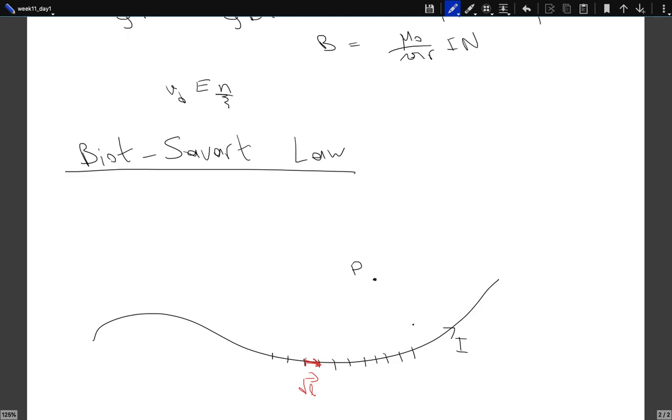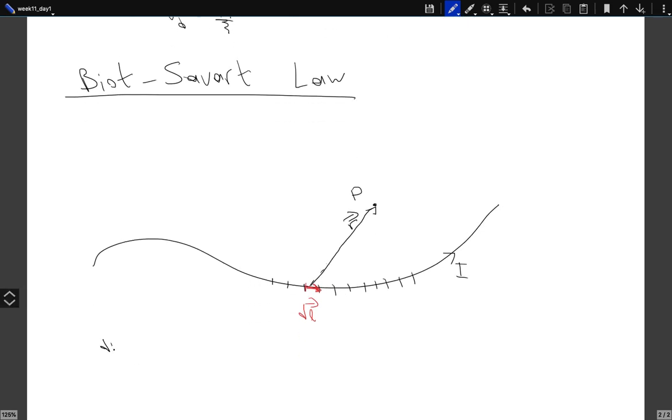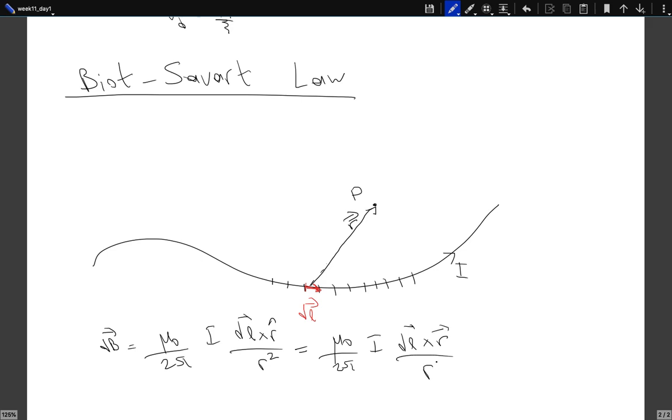The magnetic field at this point will receive contributions from all these segments, but the contribution from that dl can be written in a simple form. Let's call this vector r. So I have this dl segment, and r is the position of this point P relative to that segment dl. Then the contribution from dl to the magnetic field at P is mu0 over 2 pi I dl cross r hat over r squared, or if you like, mu0 over 2 pi I dl cross r over r cubed.